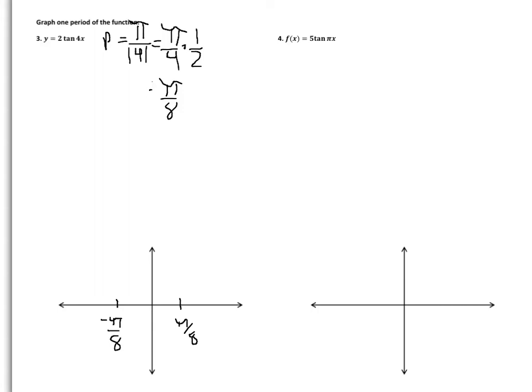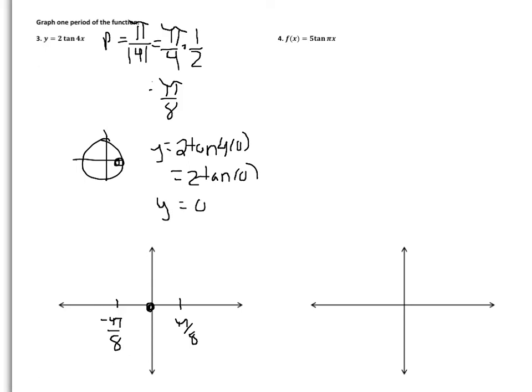So, think about the unit circle here. The tangent of 0. Because watch, you have y equals 2 tangent 4 times 0, which is 2 tangent of 0. Well, the tangent of 0 is 0. So I get y equals 0. So I have 0, 0. Now, if I'm following the unit circle, the tangent value is increasing until you get to right there, and that's where it's undefined. Well, that's the pi over 8 now.